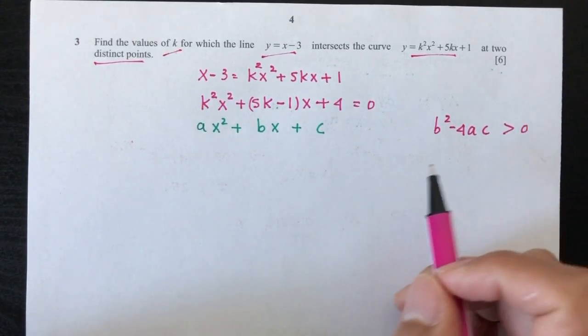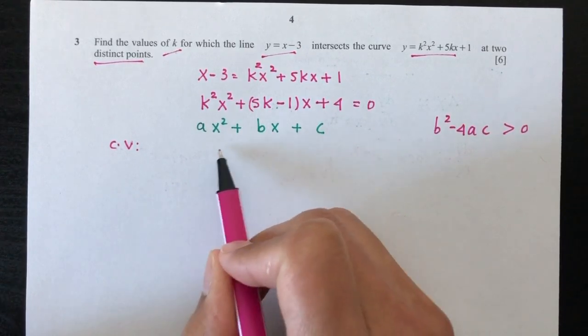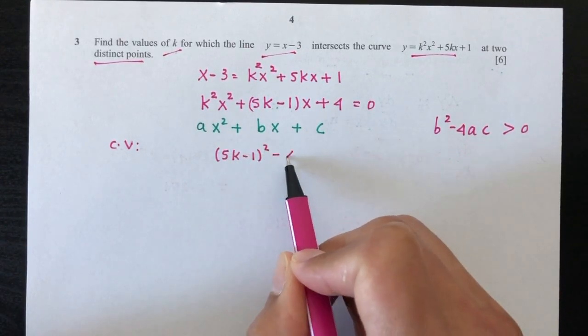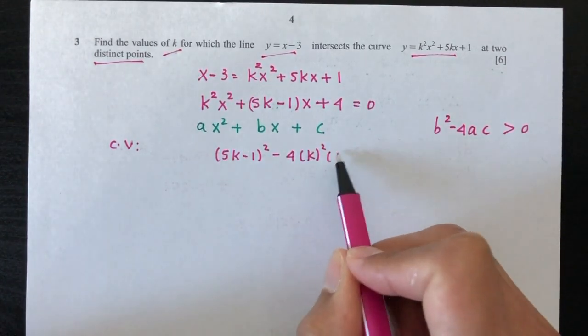But first let's find the critical values of k. So critical values, let's say b squared minus 4ac, so b squared is this squared minus 4 times a, which is k squared, which is squared already, times 4.